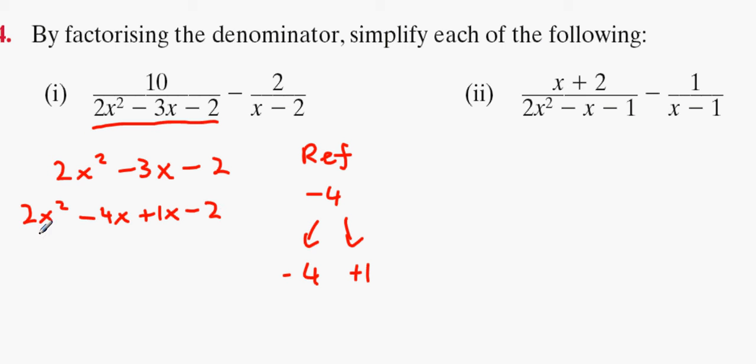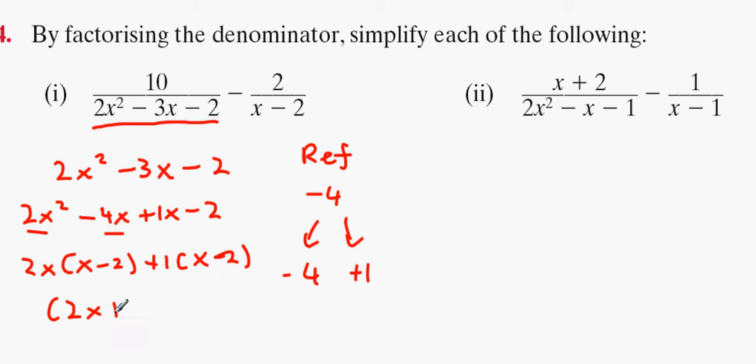Then we're going to factorize both of these. So we're going to get 2x into x minus 2 plus 1x minus 2. But we can also take out 1 out of the second batch, okay? So what we can do is this. We can take out 1. So plus 1 into x minus 2. So then we know it's going to be 2x plus 1 into x minus 2.